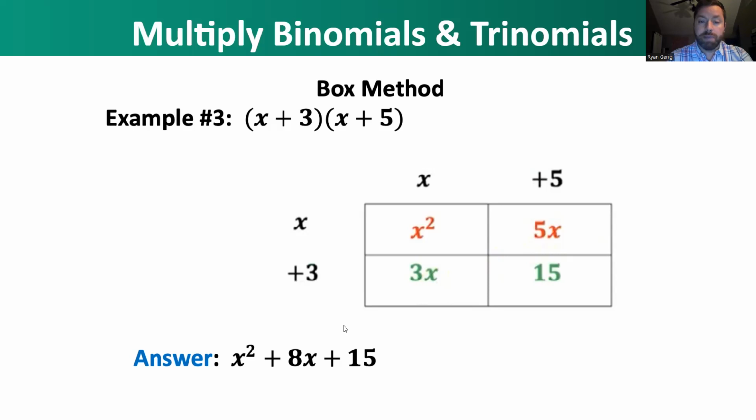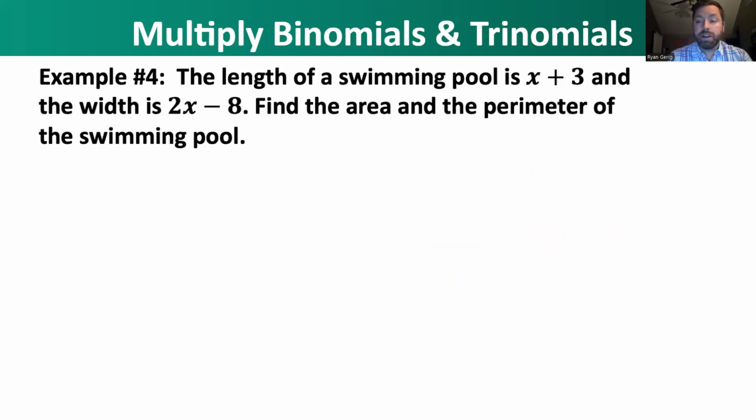Pick the one that you like best. Now I got a word problem here. The length of a swimming pool is x plus 3, and the width is 2x minus 8. Find the area and the perimeter of the swimming pool in terms of x.